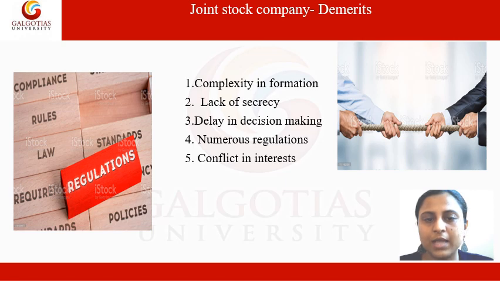Next limitation is conflict of interest. So there may be a conflict of interest among various stakeholders of a company. For example, the consumers may want a better quality product, whereas the shareholders may want an increase in dividend, thereby increasing their cash flow, whereas the government may want the company to pay higher taxes. So this way a company has to fulfill a lot of interest of different stakeholders.